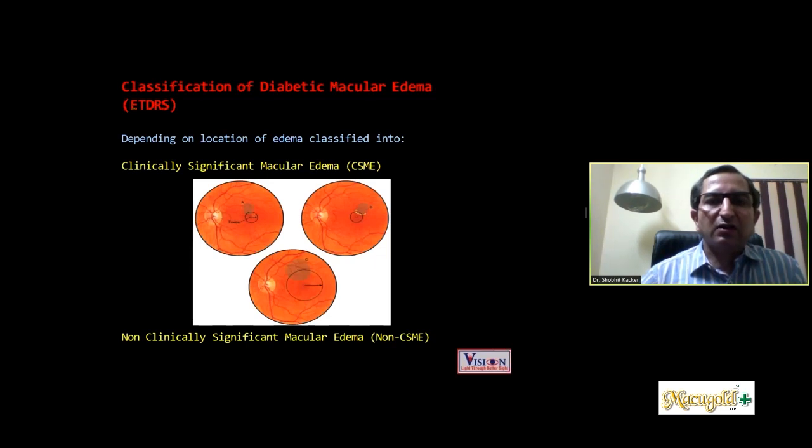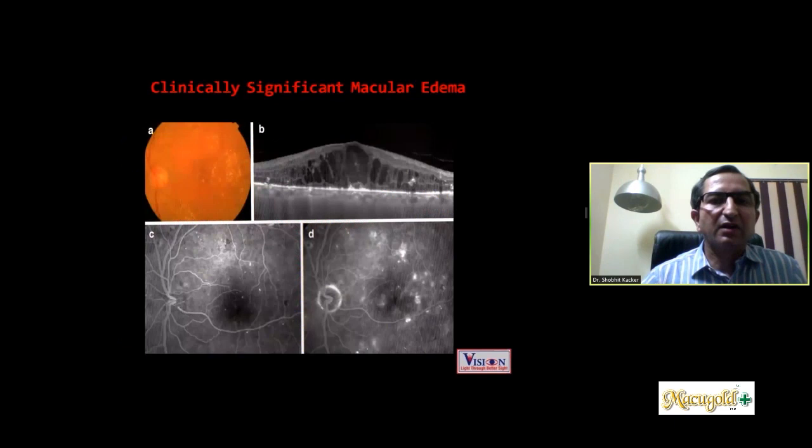We have all learned what actually the clinically significant macular edema implies. It is the presence of a retinal edema within 500 microns from the center of the fovea, or the presence of hard exudates within the 500 microns from the center of the fovea, or a large area of retinal edema, any part of which is within 1 disc diameter radius from the center of the fovea.